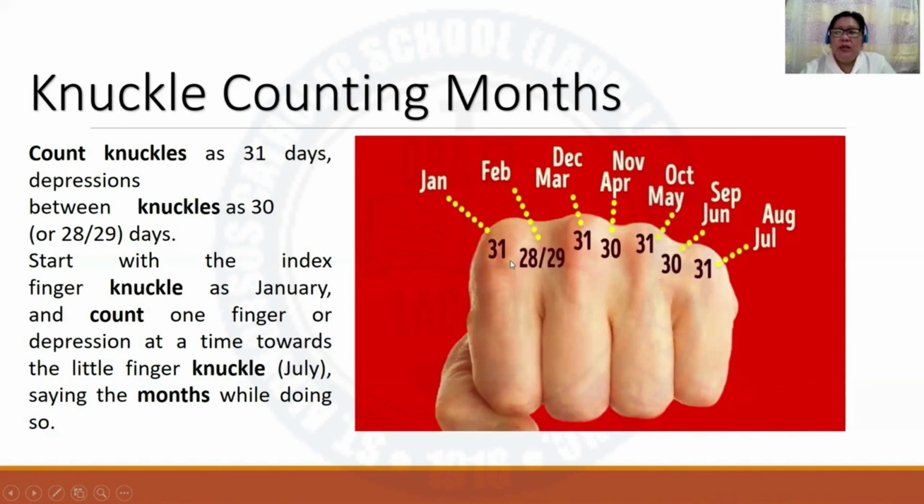So the months with 31 days, we have January, March, May, July, August, October, and December. For February, it can be 28 or 29. And then the months containing 30 days, we have April, June, September, and November. So this is how to determine whether the months contain 31 or 30 days.